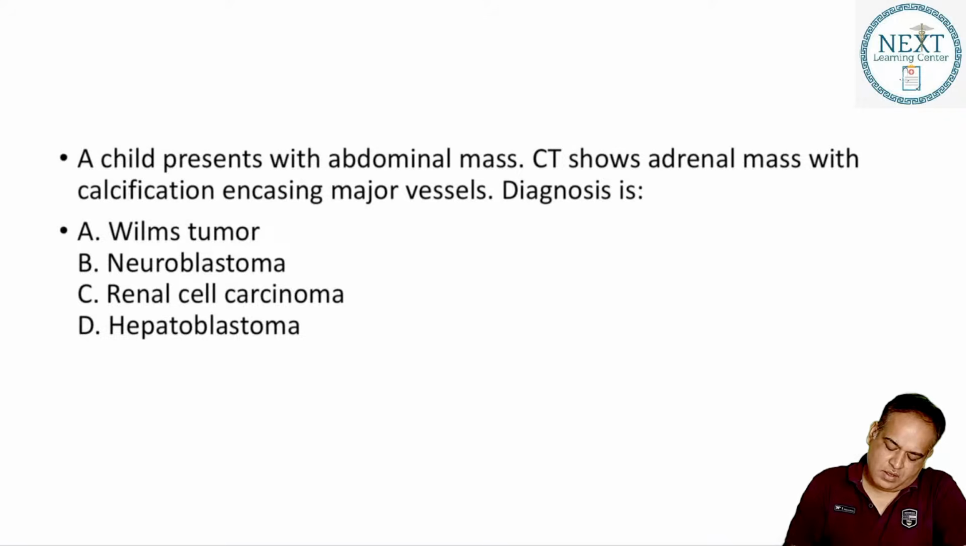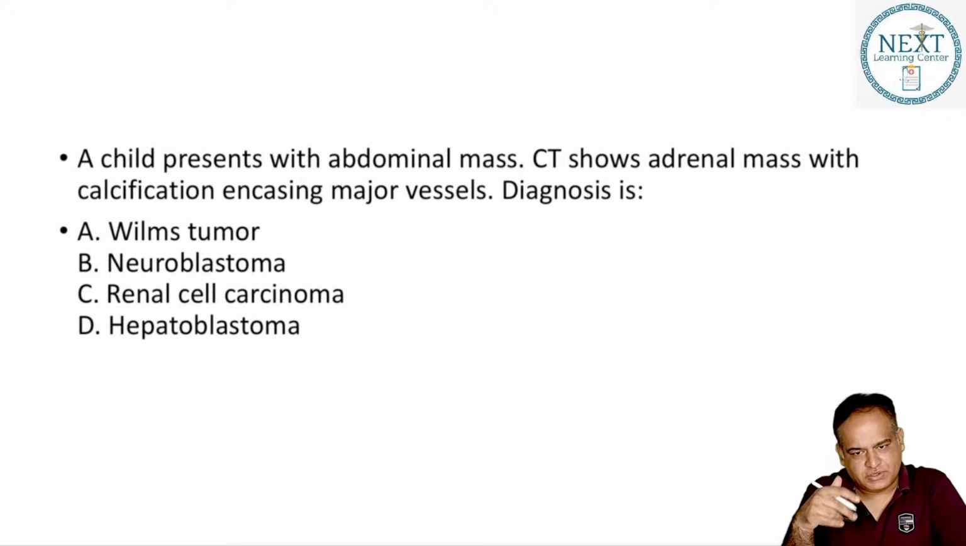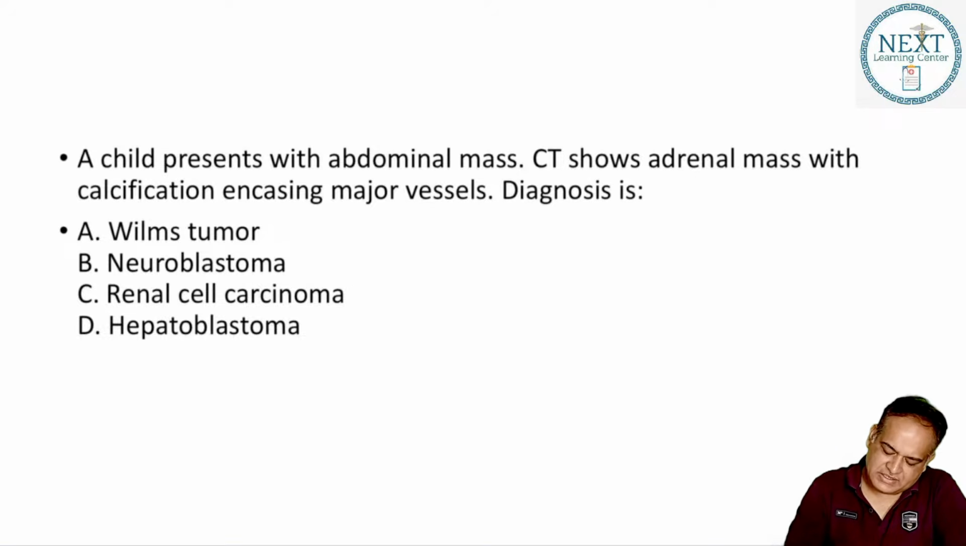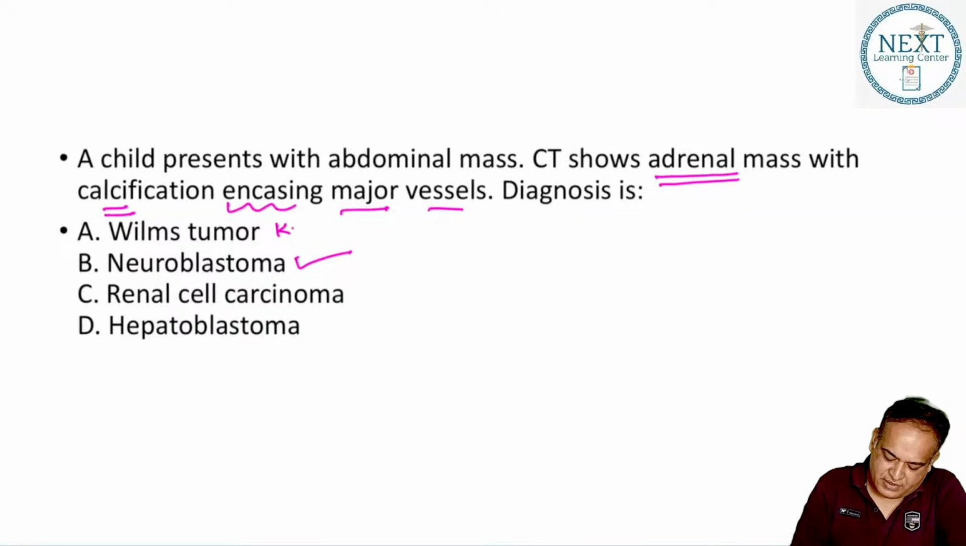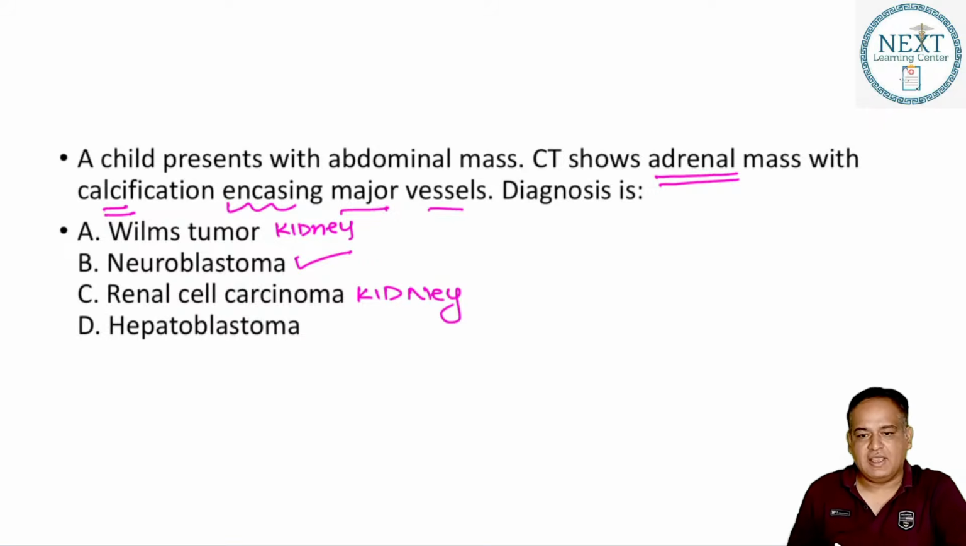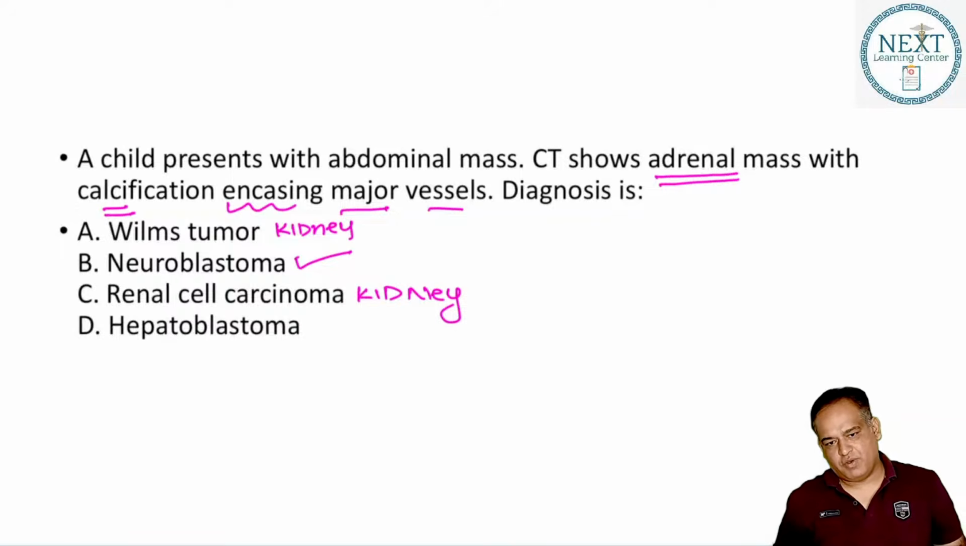Okay. A child presents with an abdominal mass. Two questions and then we will discuss some details. CT shows an adrenal mass with calcification encasing a major vessel. So the answer is neuroblastoma, because Wilms tumor arises from the kidney, renal cell carcinoma arises from the kidney, and hepatoblastoma is a liver tumor arising far away. Neuroblastoma is the only tumor arising from the adrenal gland.